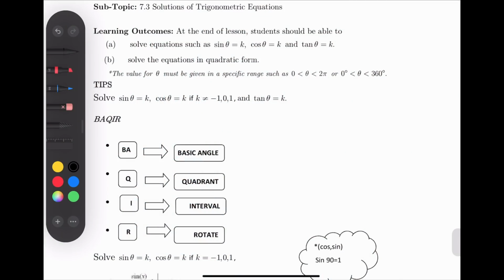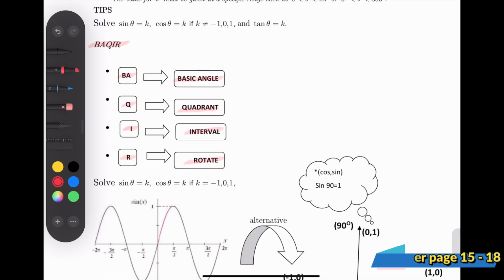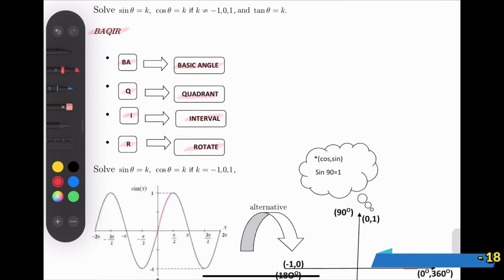Now we're going to discuss how to find solutions for trigonometric equations. We have a step here called BRACKET. What is BRACKET? BA stands for basic angle. The second step is to find the quadrant. The third step is to find the interval. The last one is to rotate. Don't worry, we're going to discuss the BRACKET steps in our examples after this.